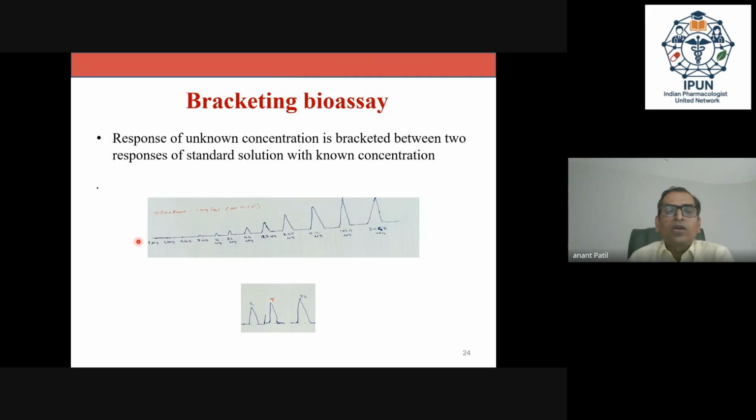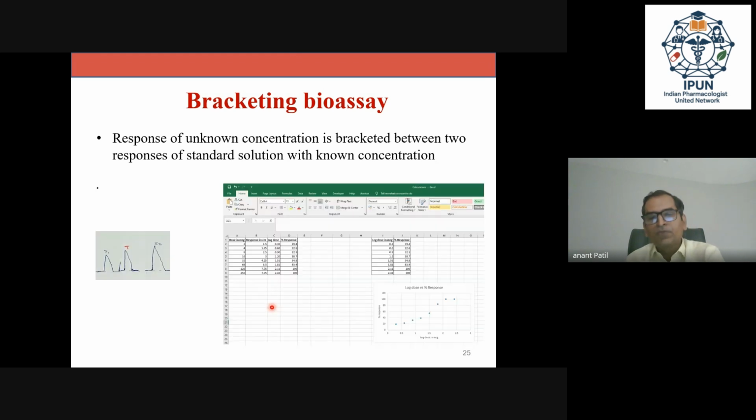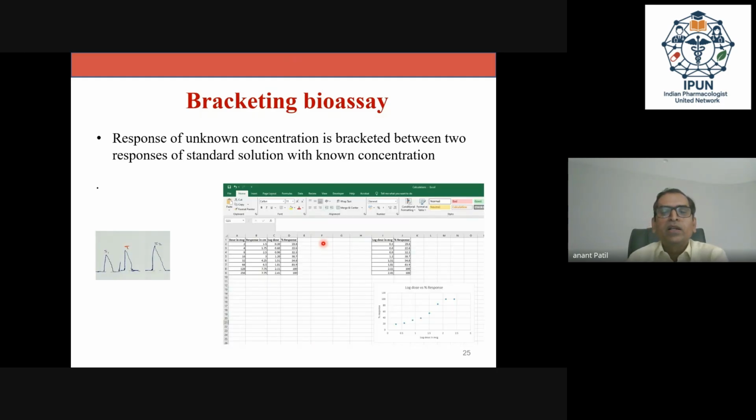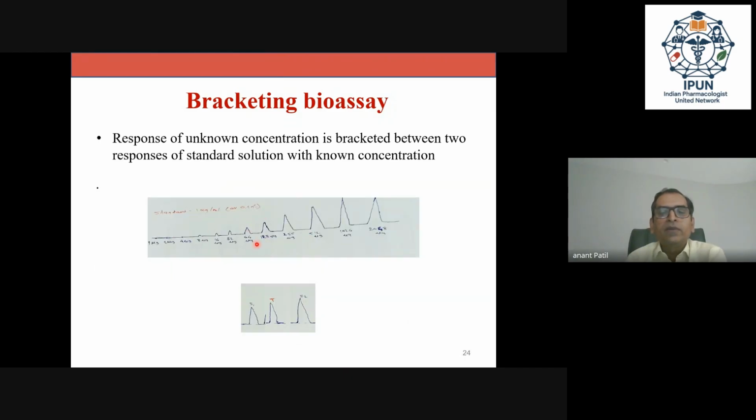Now, if I know the concentrations and the length of each contraction, then I take two solutions, S1 and S2, and I bracket the test solution in between. What does it mean? The dose in microgram was known to me, and whatever response is seen, I am putting into an Excel sheet. This is the concentration. The response in centimeter I can get from the tracing. I can take a simple scale and find out how many centimeters each contraction is. So every contraction I will measure in centimeters.